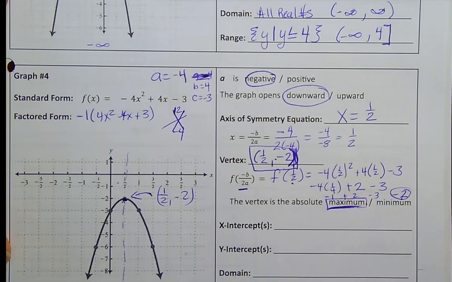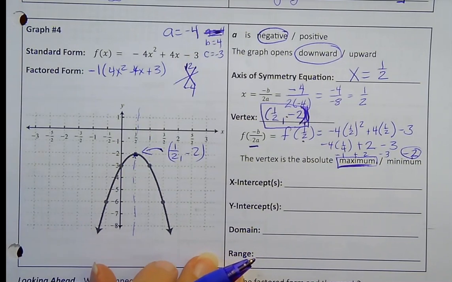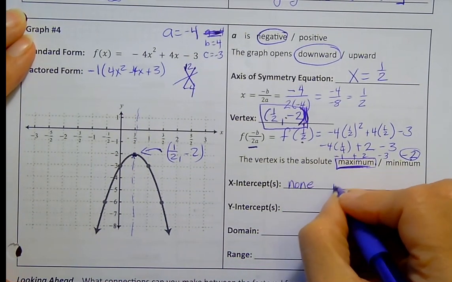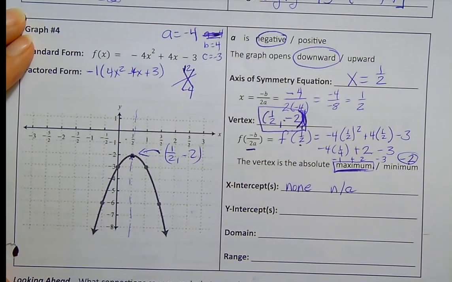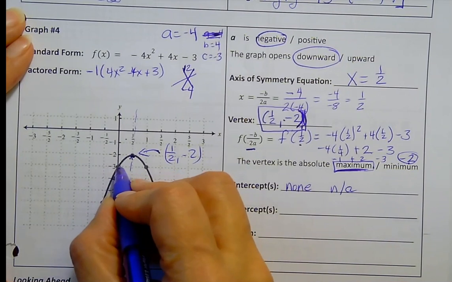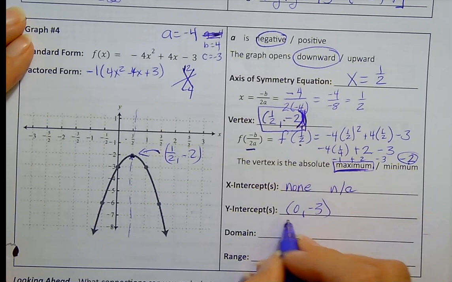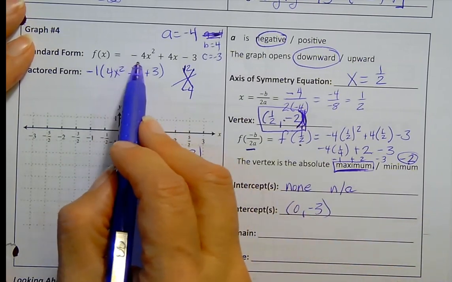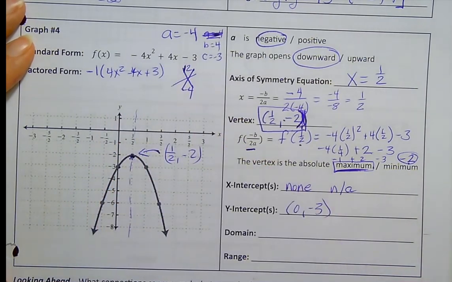Okay, my x-intercepts, where I cross the x-axis or touch the x-axis, well, they don't exist, right? So I can say none, or I can say non-applicable. Okay, it's not there. It doesn't cross the x-axis. The y-intercept, though, I can see it. It's right here at 0, negative 3. Or if I know my x is 0, because it has to be for the y-intercept, I could plug it in. 0 plus 0 minus 3, it's going to be negative 3.